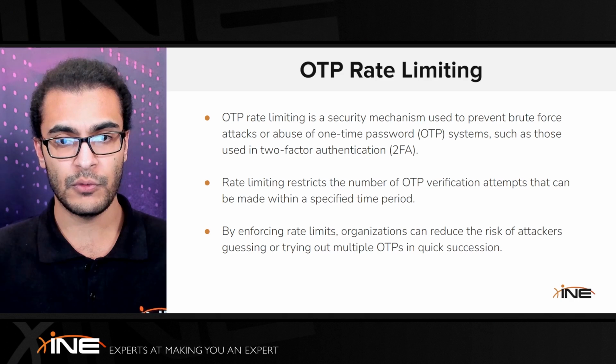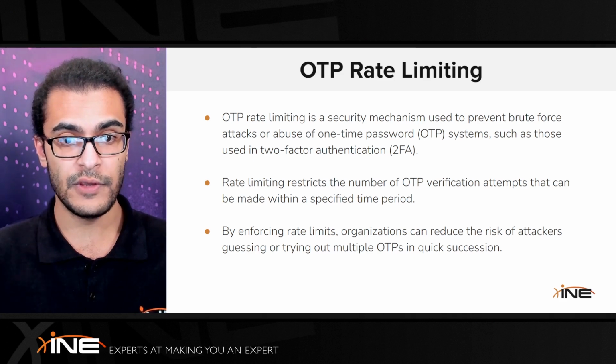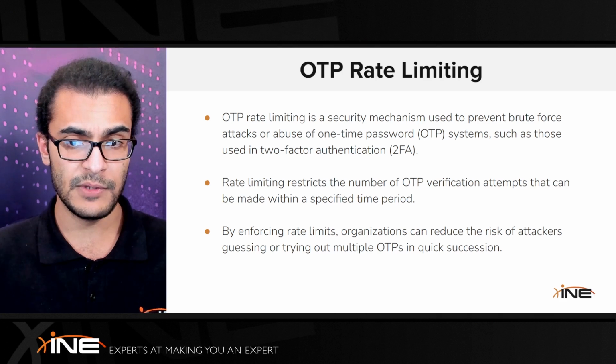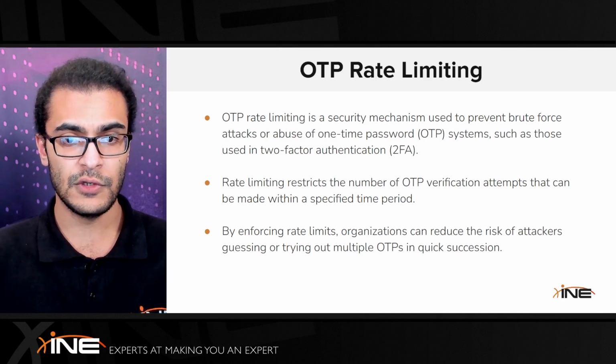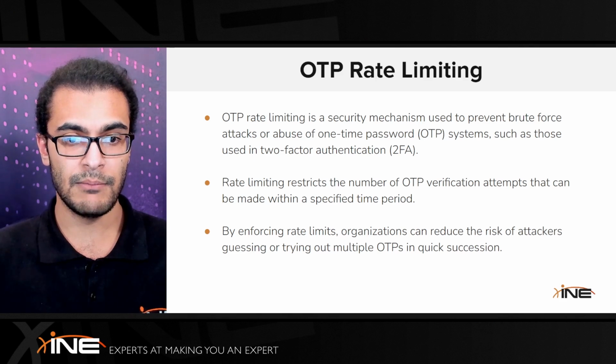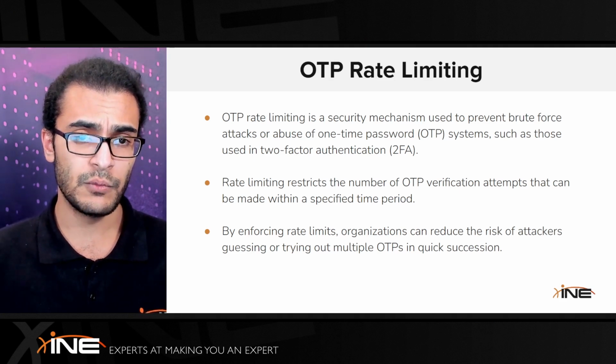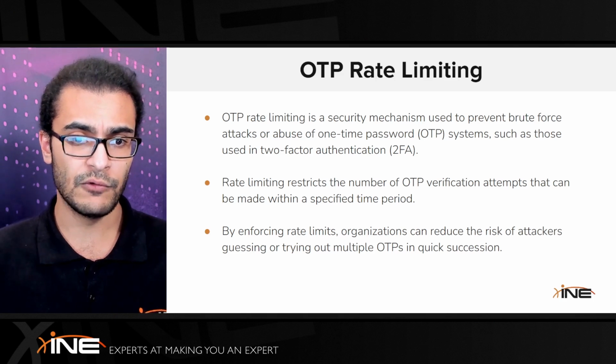Because it's very important to understand. OTP rate limiting is a security mechanism that's used to prevent brute force attacks or the abuse of one-time password OTP systems, such as those used in two-factor authentication. And rate limiting restricts the number of OTP verification attempts that can be made within a specified time period, making it harder to brute force. And that goes in conjunction with the actual expiry of the OTP code.